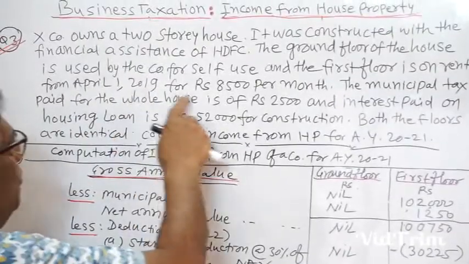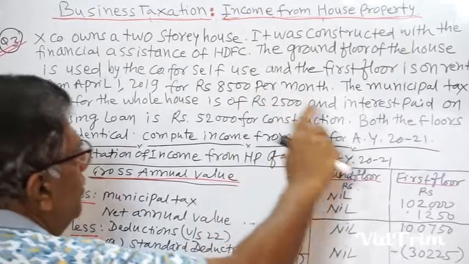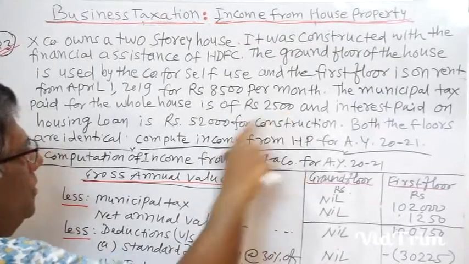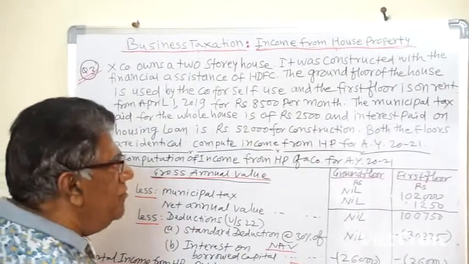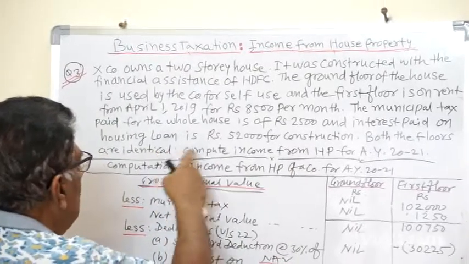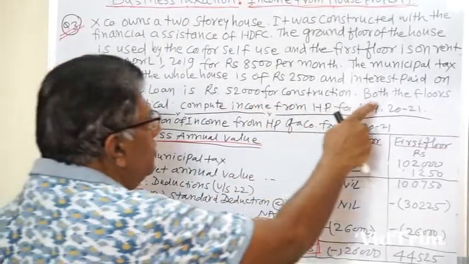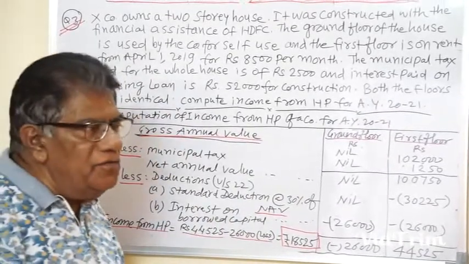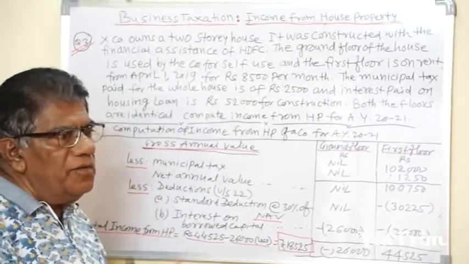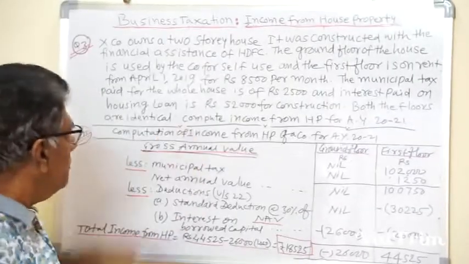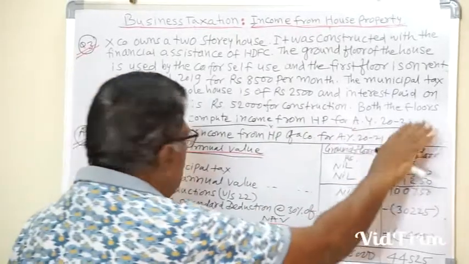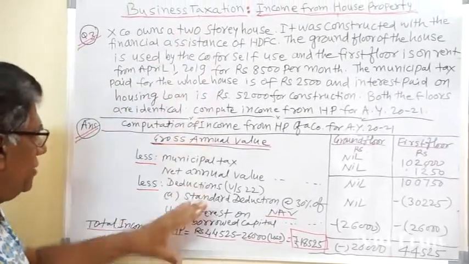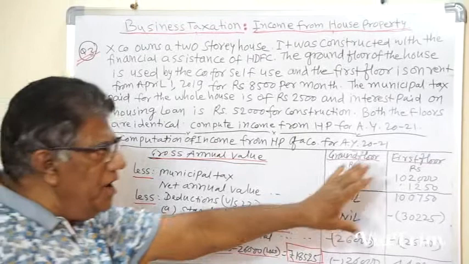Here for let-out the rent is fixed at 8,500 per month. The municipal tax paid for the whole house is 2,500. It means both the stories, ground floor and the first floor. Interest paid on housing loan for construction is 52,000. Both the floors are identical. Unless and until it is identical, we can approve; we cannot have the proper division of this amount of the interest. Then compute income from house property for assessment year 2020. The question indicates both self-occupied property and let-out property.